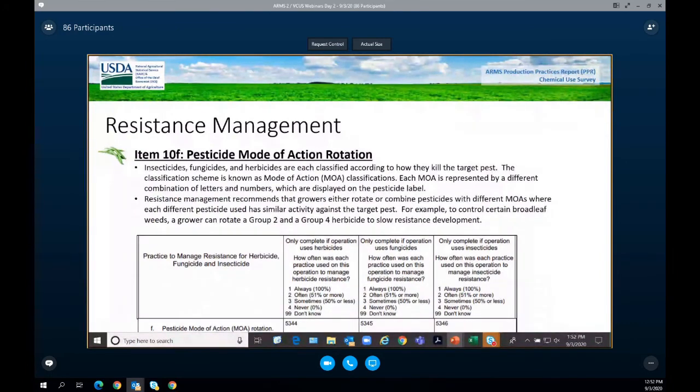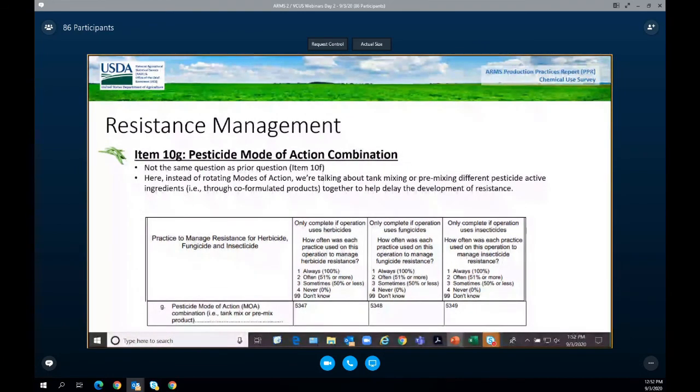Pesticide mode of action rotation is very common. And there are two questions back to back. One is rotation and one is combination. And we ask those separately because they're two very different things. Rotation has to do with changing the product from application to application. So say for first generation diamondback moth, you'll use a diamide, but for second generation you'll use spinetoram or something totally different. Combination is different.